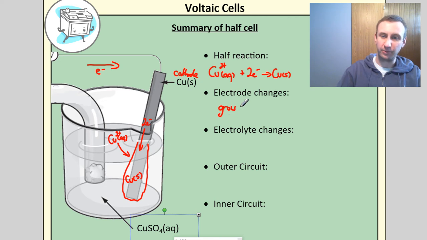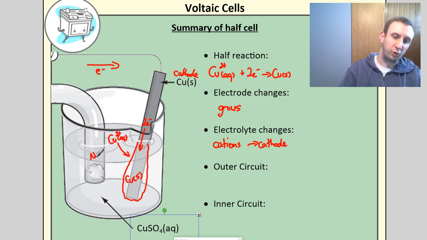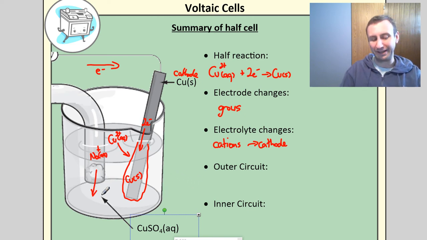So electrode changes, it grows. Electrolyte changes, I have cations going to the cathode. Once again, the cations that I have are copper 2 moving towards the cathode. Also, I'm going to have sodium ions leaving the salt bridge, coming out into this solution as well, because I'm losing positive ions as this turns into copper solid. So I need positive ions to come out in order to even out that charge. And then I'm going to have sulfate ions moving from the electrolyte into the salt bridge as well. Okay, so I also have anions moving towards the anode.